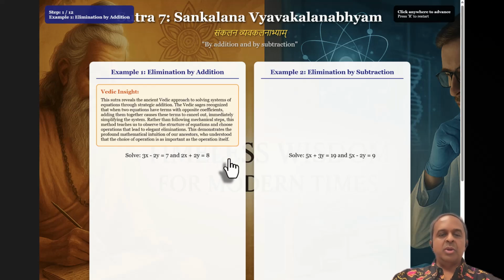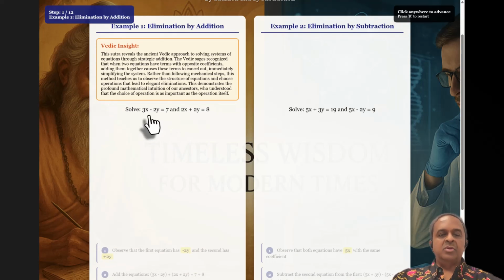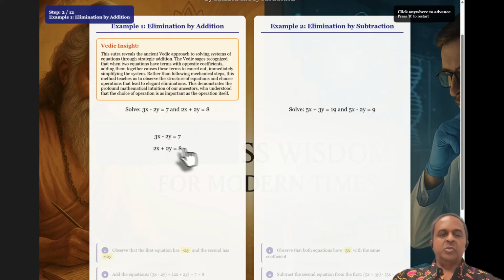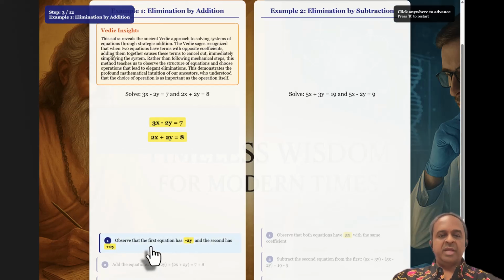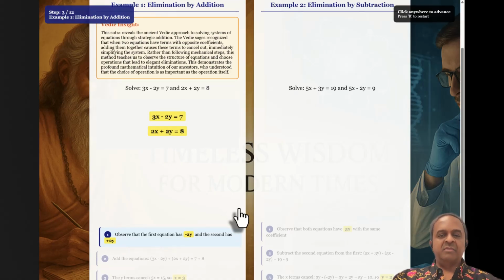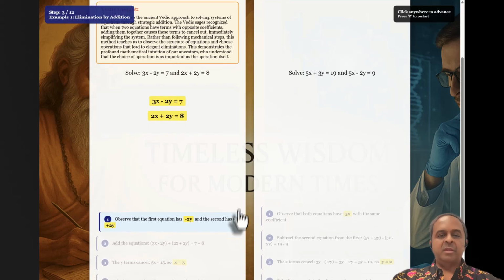So the equations we're going to look at: solve 3x minus 2y equal to 7 and 2x plus 2y equal to 8. Okay, so 3x minus 2y equal to 7, 2x plus 2y equal to 8. Step 1, observe that the first equation has minus 2y and the second has plus 2y. So this minus 2y and plus 2y, again, that's the recognition, right, as per the sutra.